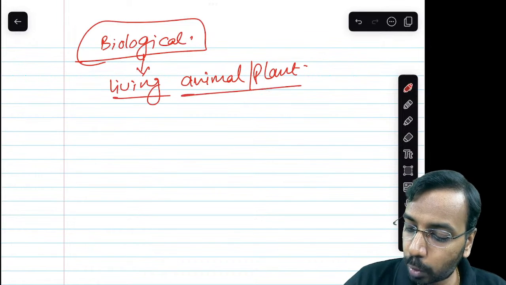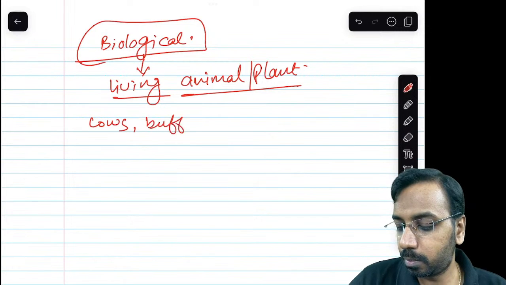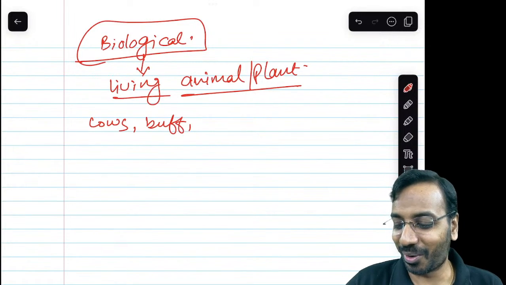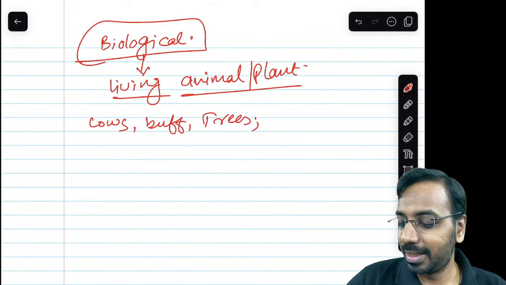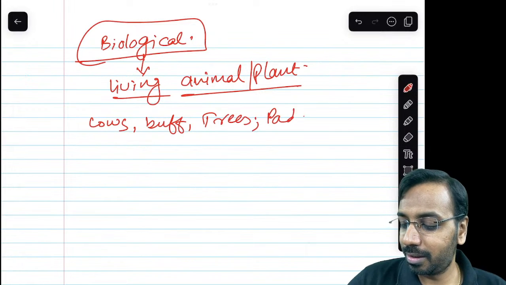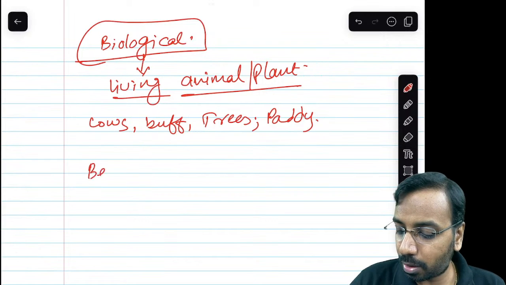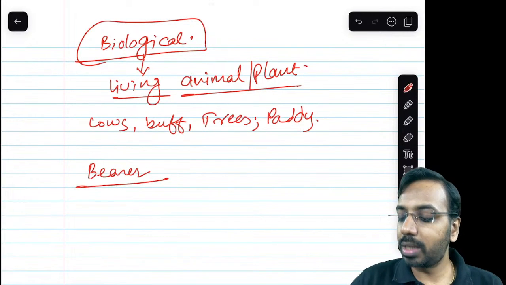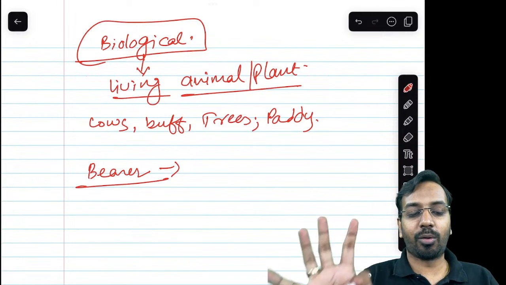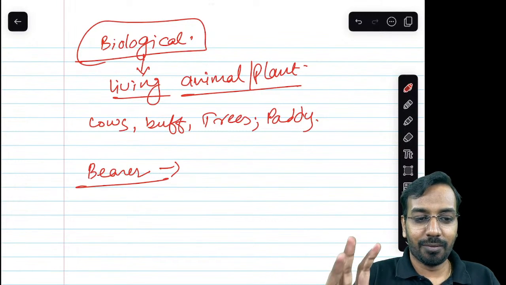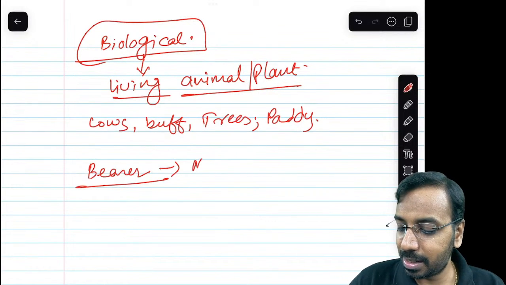Now, living animals or plants may be cows, buffalo. I cannot draw all of them; I am not good at drawing. Then let us say trees, paddy. All of these are living animals or plants. Now, there is one plant called a bearer plant. What is this bearer plant? Whenever you hear bearer plant, remember a mango tree or apple tree, whichever fruit you like, which is a tree that gives you fruit on a recurring basis. Bearer plant, let us say mango tree.